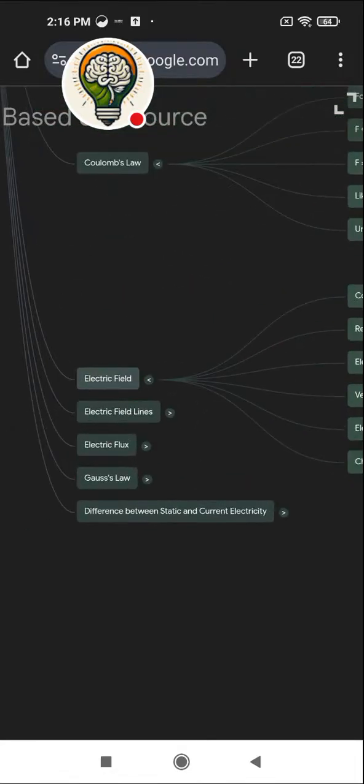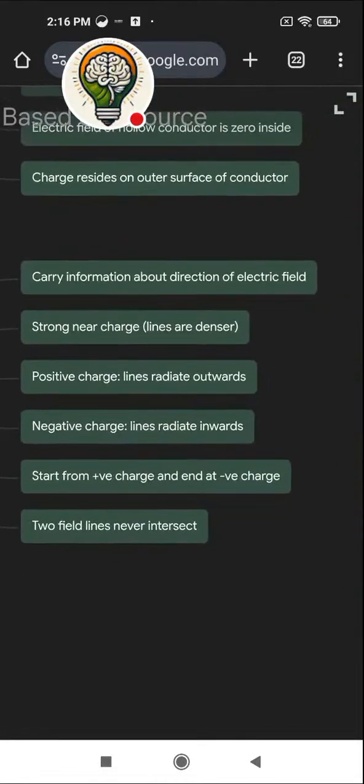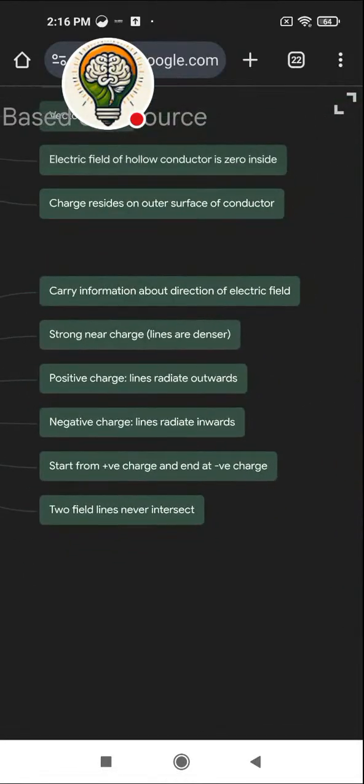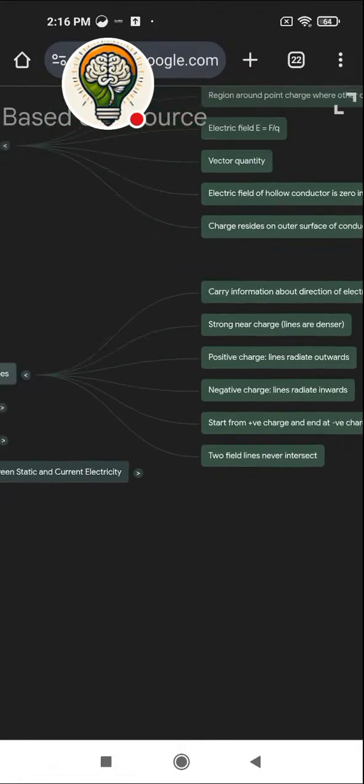Then the electric field lines. Electric field lines carry information about the direction of the electric field. Strong near charge, lines are denser. Positive charge lines radiate outward, and negative charge lines radiate inward, and they start from positive charge and end at negative charge. Two field lines never intersect each other.